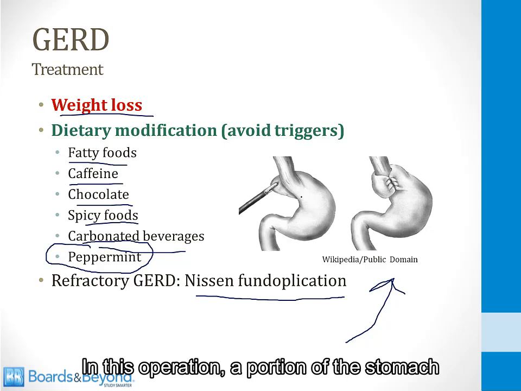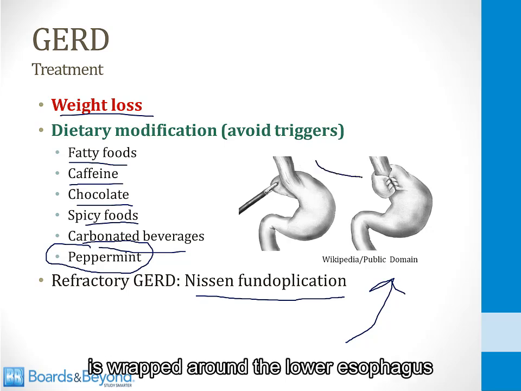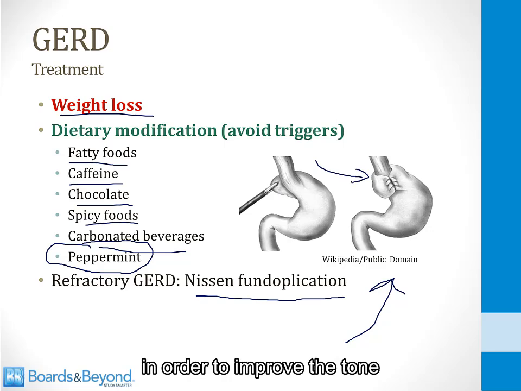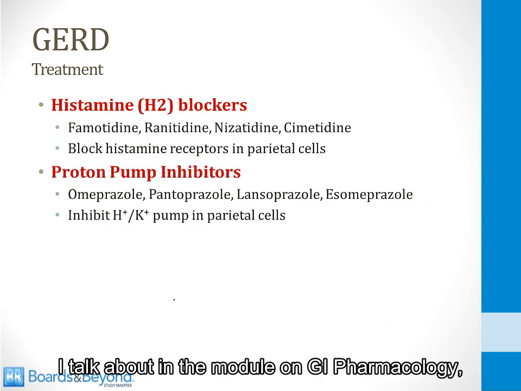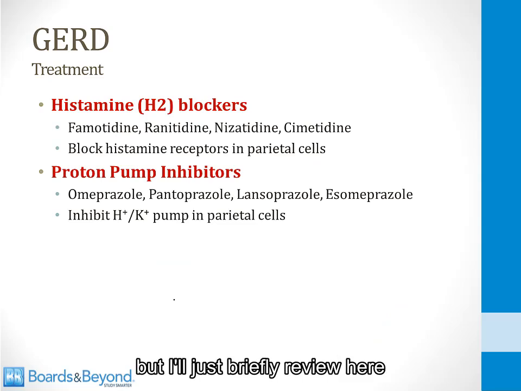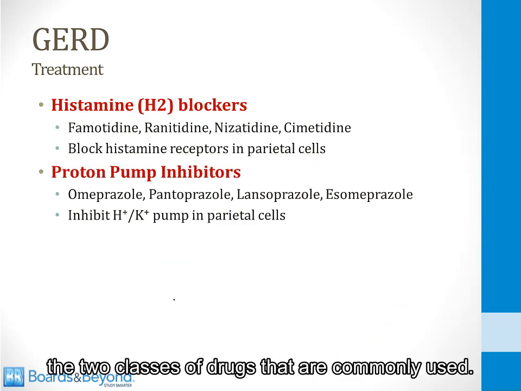In this operation, a portion of the stomach is wrapped around the lower esophagus in order to improve the tone of the lower esophageal sphincter. This is reserved for patients who fail medical therapy. The medical therapy I talk about in the module on GI pharmacology, but I'll just briefly review here the two classes of drugs that are commonly used.